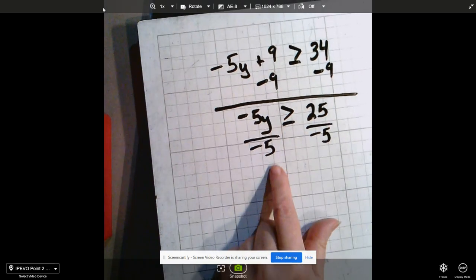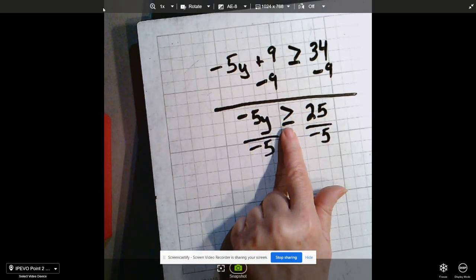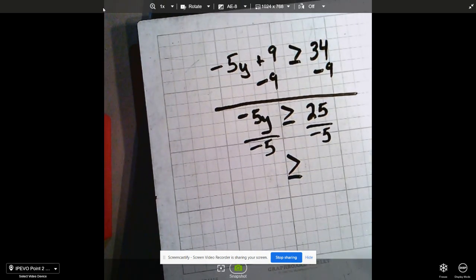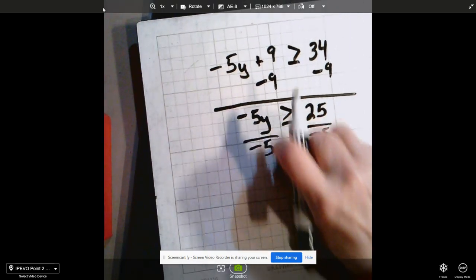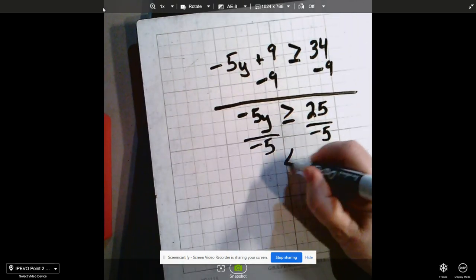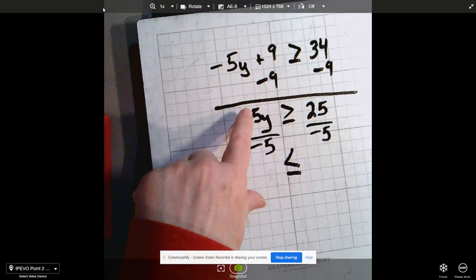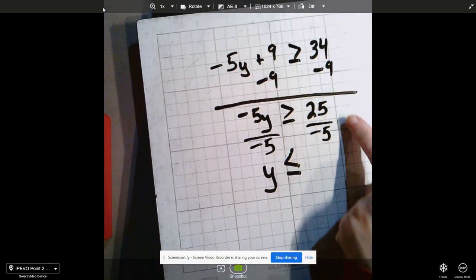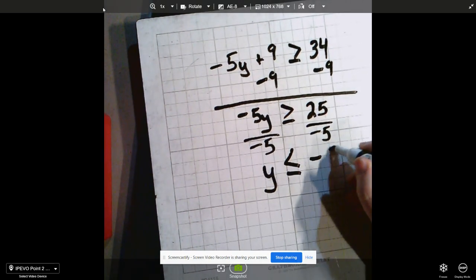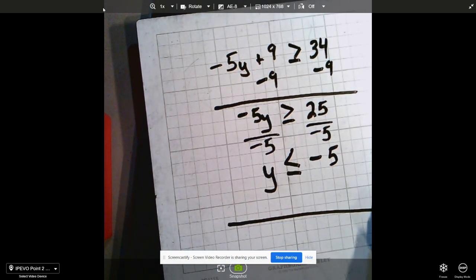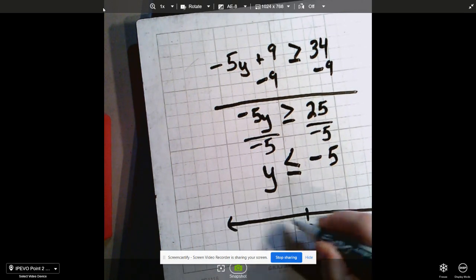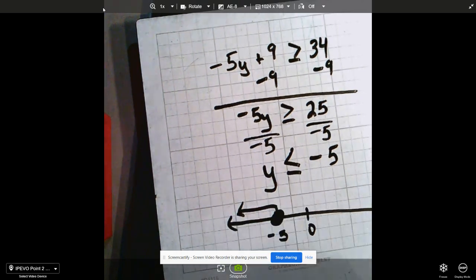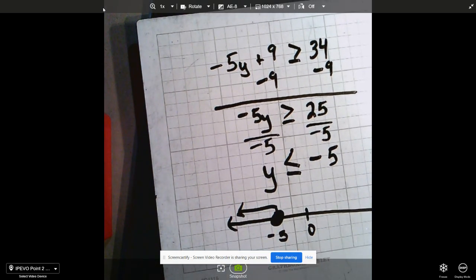As soon as I multiply or divide by a negative number, I know I'm going to have to switch my inequality. So I'm going to do that right now so I don't forget. Whoops, and I forgot already. My greater than or equal to is going to become a less than or equal to. My negative 5's will cancel out, and I'll be left with a y on this side. 25 divided by negative 5 will give me a negative 5. To graph this solution, I'll place 0, I'll place negative 5. It's less than or equal to. If you have any questions, let me know.